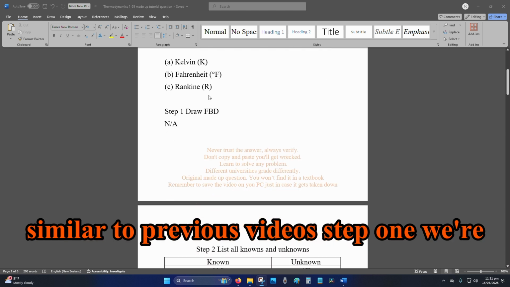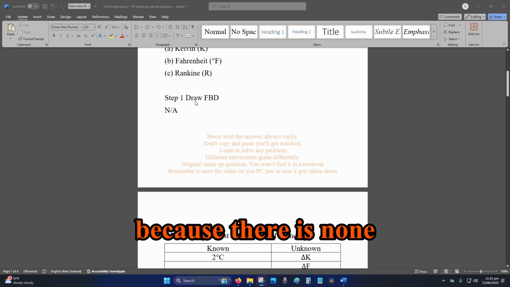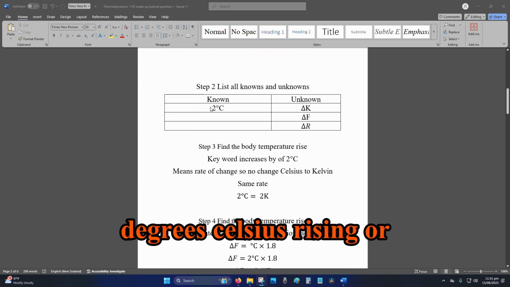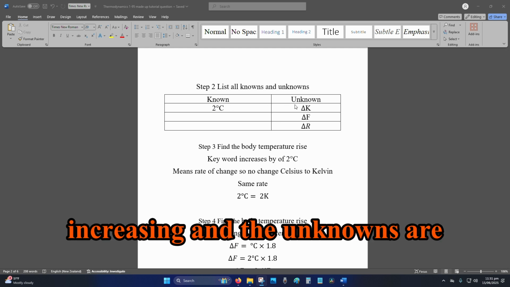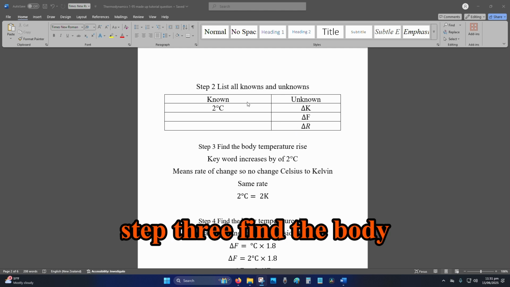Similar to previous videos. Step 1, we're going to skip the free body diagram because there is none. Step 2, list the given, which is 2 degrees Celsius rising or increasing. And the unknowns are change in Kelvin, Fahrenheit, and Rankine.